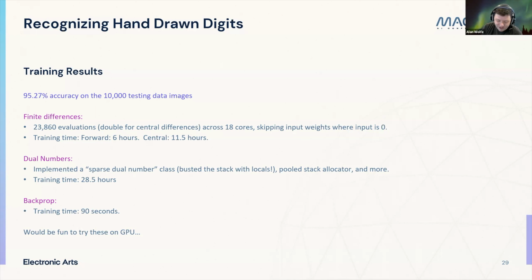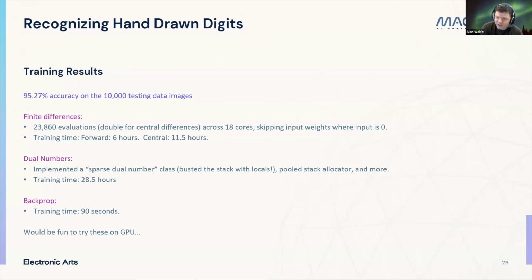So training with finite differences, we basically had to evaluate the function 24,000 times to get each gradient for each input, which is kind of a lot. So I spread this around 18 cores using OMP and did some other optimizations, and it still took 6 hours. And using central differences, which takes double the number of function evaluations, that one took 11.5 hours. So quite a long time to train this pretty small neural network.